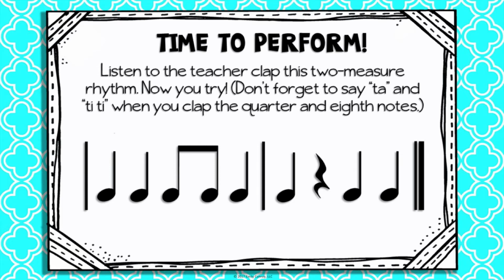Good. So notice that when I got to that rest, that little squiggly guy, I didn't make any sound at all. Go ahead now and try it with me. We're going to perform this rhythm one more time. Here we go. Ta, ta, ti, ta, ta, ta, ta. Good job. Go ahead and try the rhythm now on your own without my help at all. 1 and 2, and here you go. Awesome. Did you make it to that double bar line?